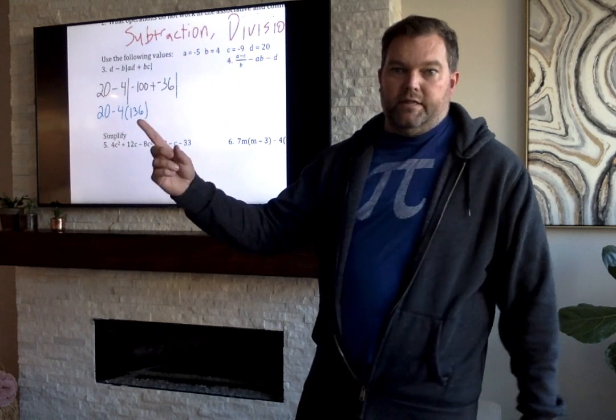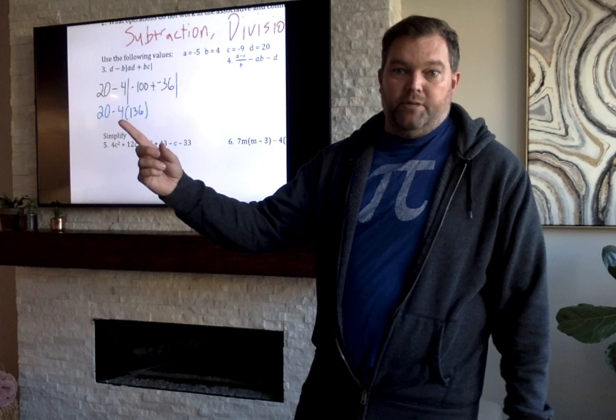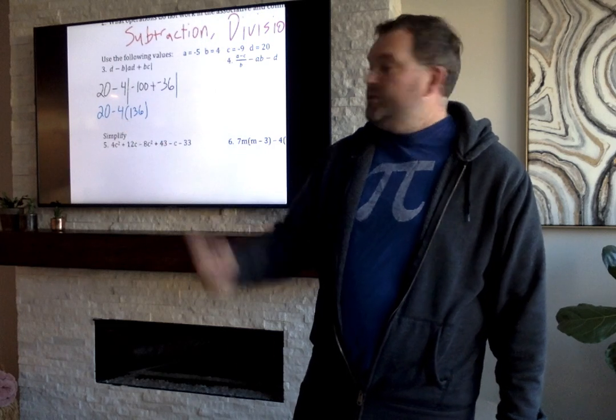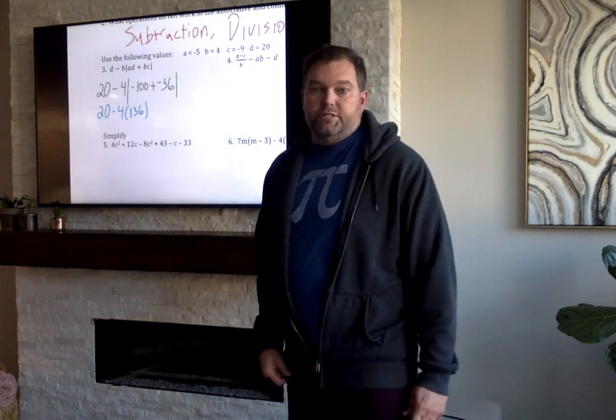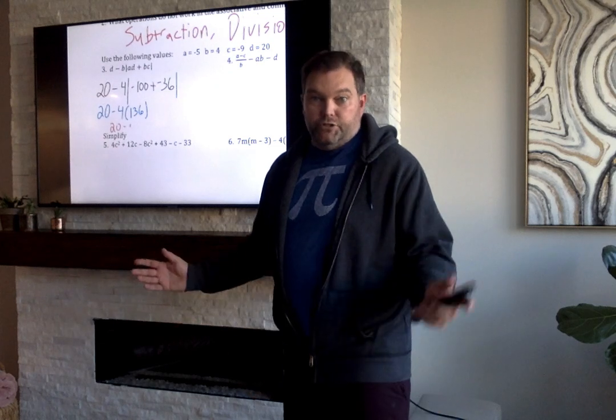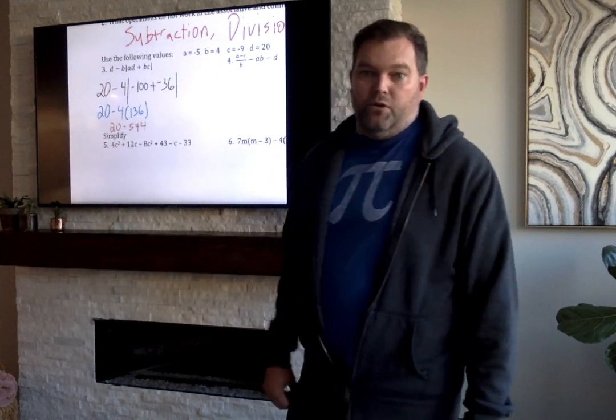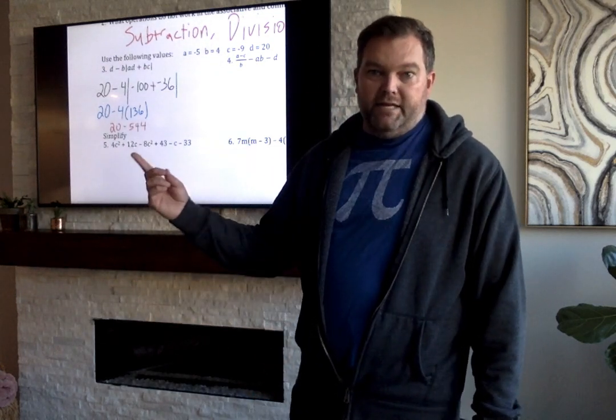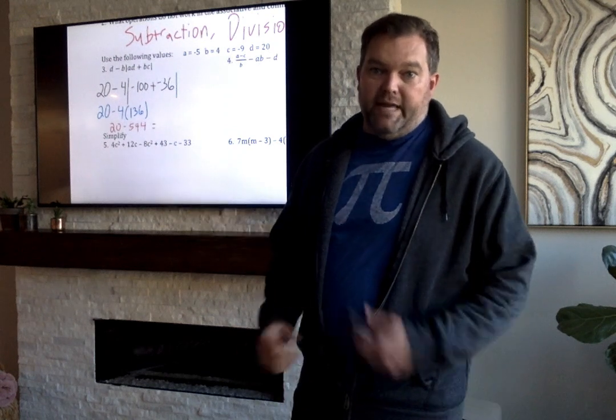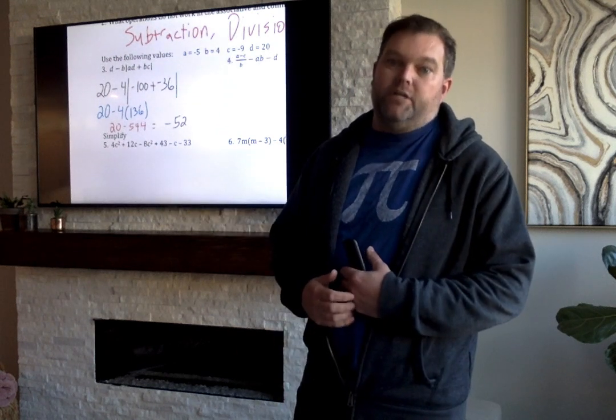And you can see that the 136 is now positive, but it's being multiplied by 4. And 4 times 136, I worked out, took me a couple seconds, it's 544. So then 20 minus 544 is going to be -524.